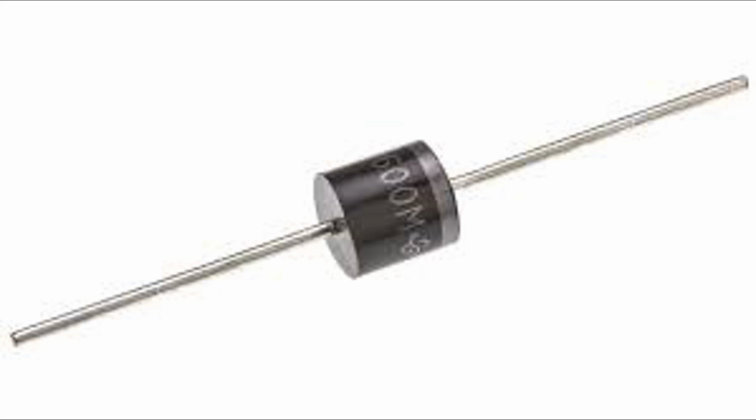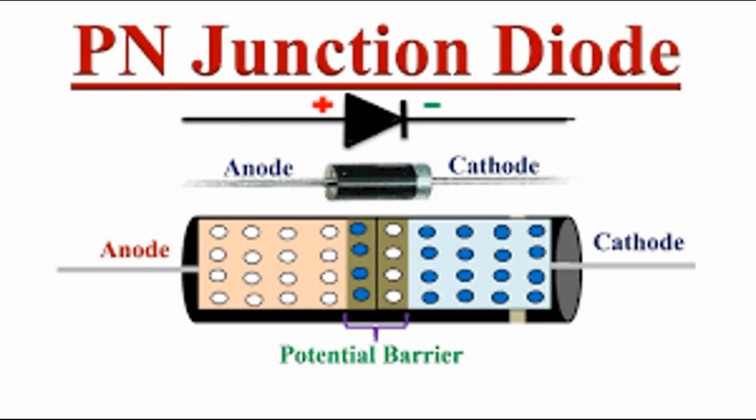Types of clipping. Positive clipping: in positive clipping, diodes are used to remove or clip the positive excursions of the signal that exceed the threshold voltage. Negative clipping: negative clipping removes or clips the negative excursions of the signal that fall below the threshold voltage. Bidirectional clipping: in bidirectional clipping, diodes are used to clip both the positive and negative excursions of the signal.